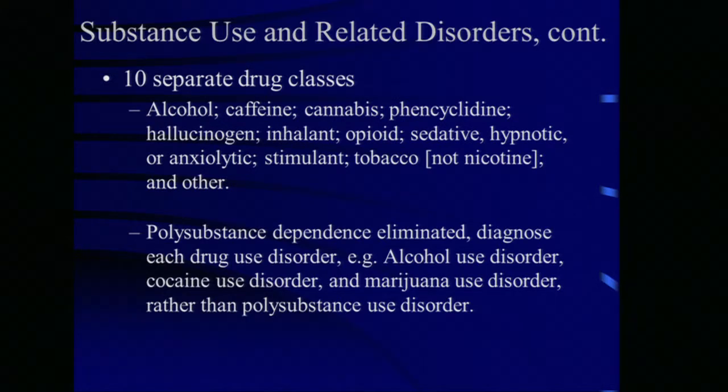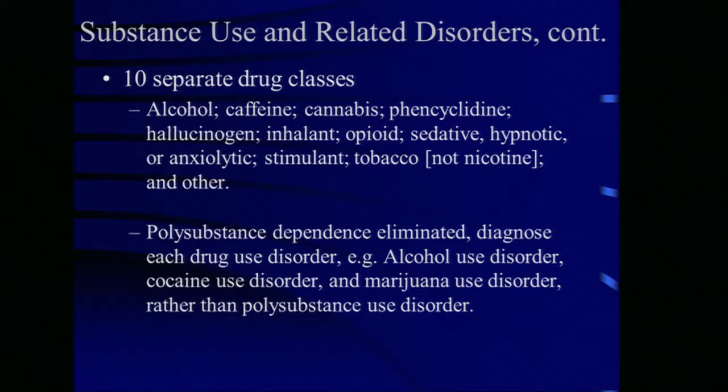There are 10 separate classes. The classes are basically the same, except they've changed the name from nicotine to tobacco. In one of those great moments of diagnostic irony, now people are using electronic cigarettes, so in fact it is nicotine and not tobacco. Oh, good. Polysubstance dependence is eliminated. Remember, it used to be if you had people with alcohol dependence and cocaine dependence and marijuana abuse, you would diagnose polysubstance dependence. Now you diagnose each one of them separately. So you diagnose the use disorder and specify level of severity for each one.